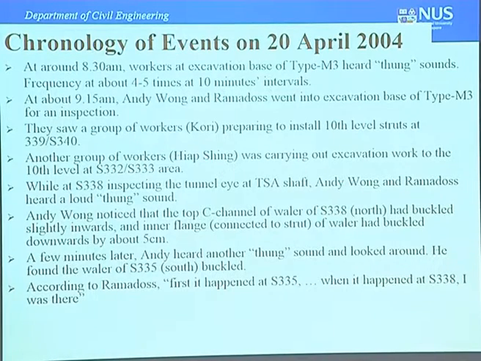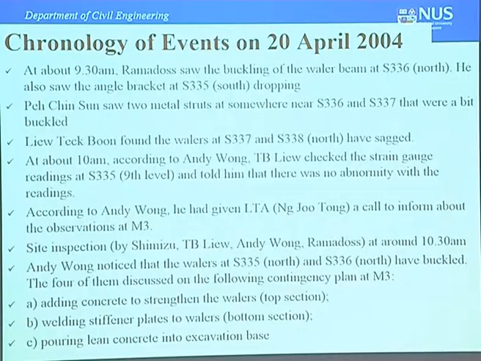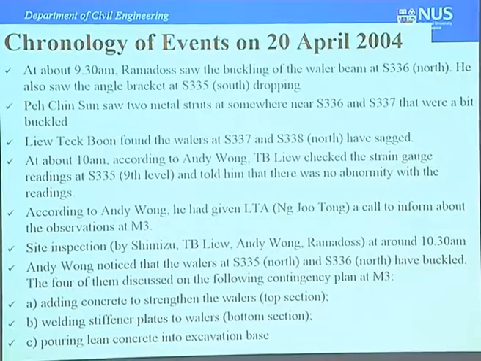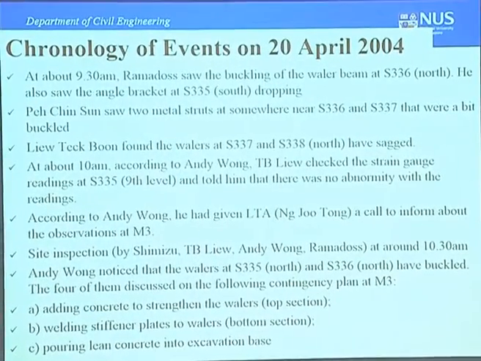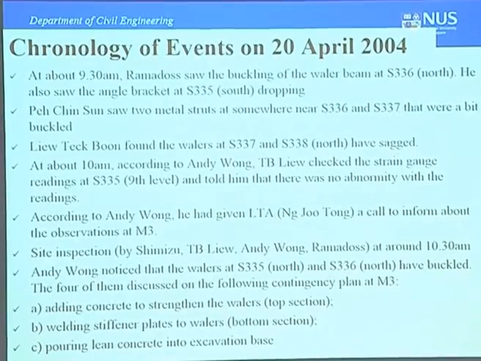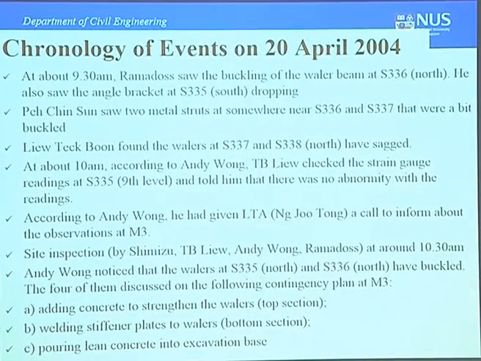Okay. So basically, after that, at 9:30, that was only in the morning, okay? And then they saw buckling of the strut at 336. You can see 335, 336. They go progressive, section by section, okay? And then somebody saw another 2 meter strut at somewhere near 336, 337 that were a bit buckled. And so then 337, 338 has sagged. Again, you see, the next section is progressive collapse.